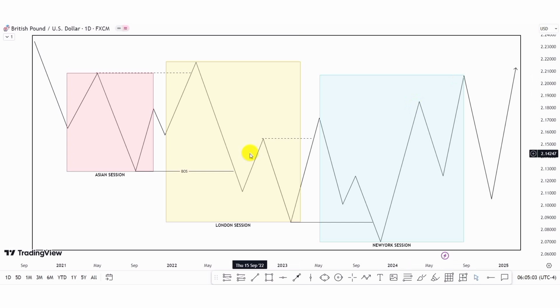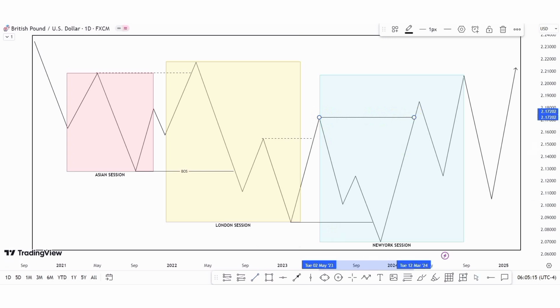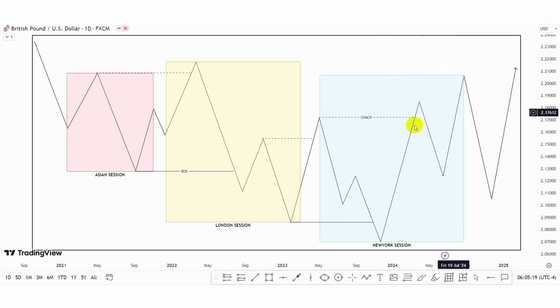So now you can see that price during the London session gave us a bullish market condition, and we have now a change in market character here. We're actually going to look at the real-time chart example so that you can see how these things work. So we now have a change in market character here.